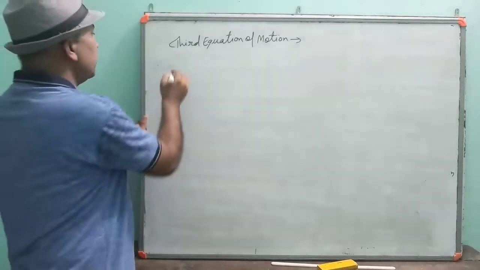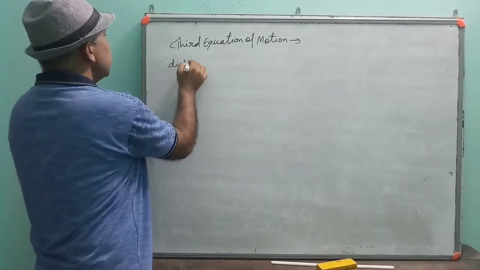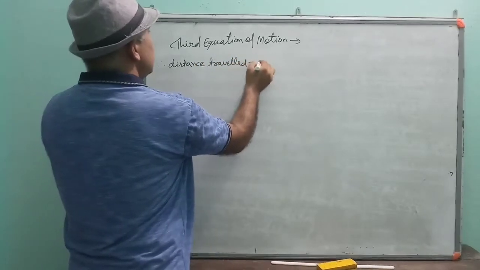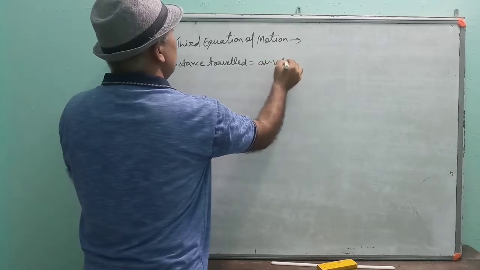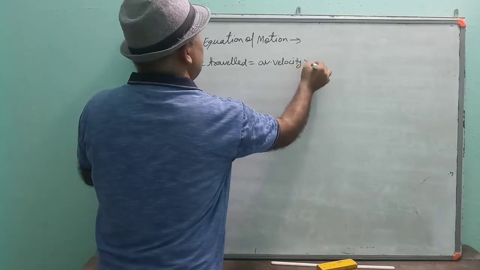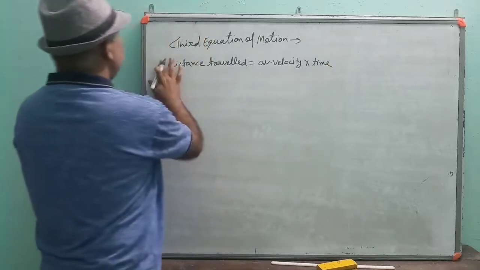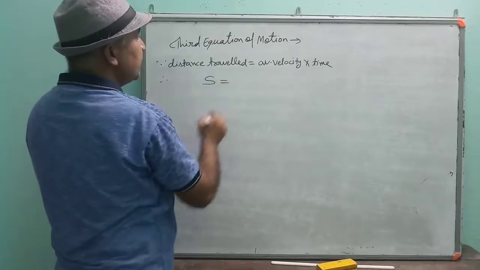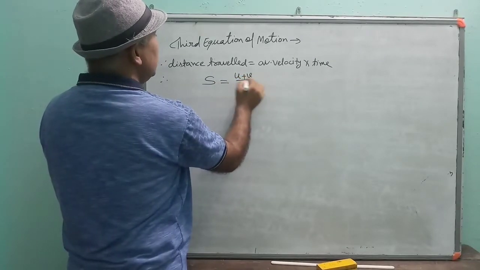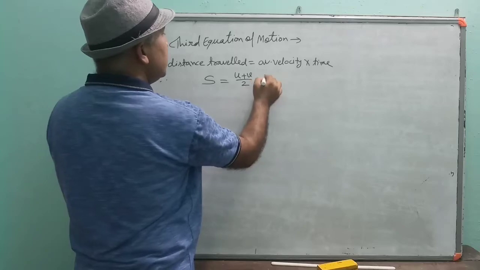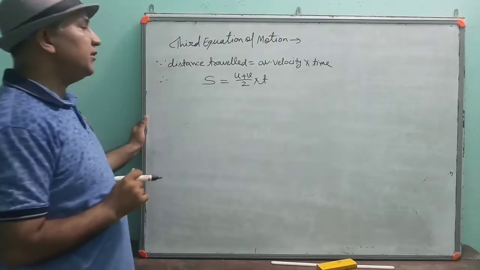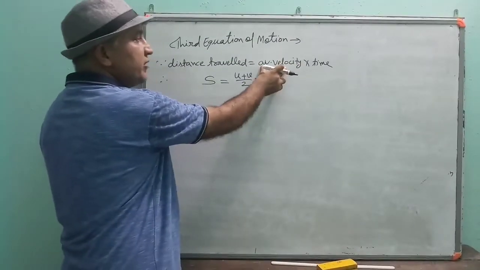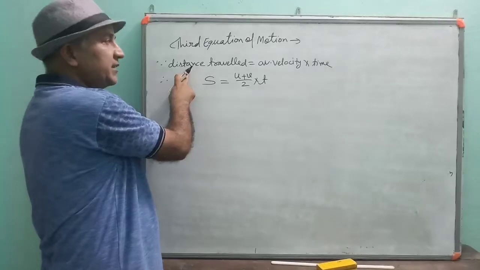equal to average velocity into time. Since distance traveled is equal to average velocity into time, therefore distance traveled we have taken as average velocity (u plus v) by 2 and time is t. Any doubt here? Distance traveled is equal to average velocity into time. Average velocity we are taking magnitude only because we are finding distance.